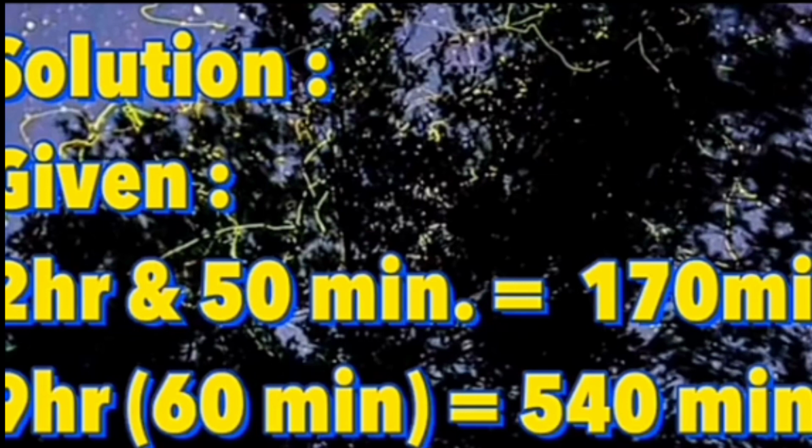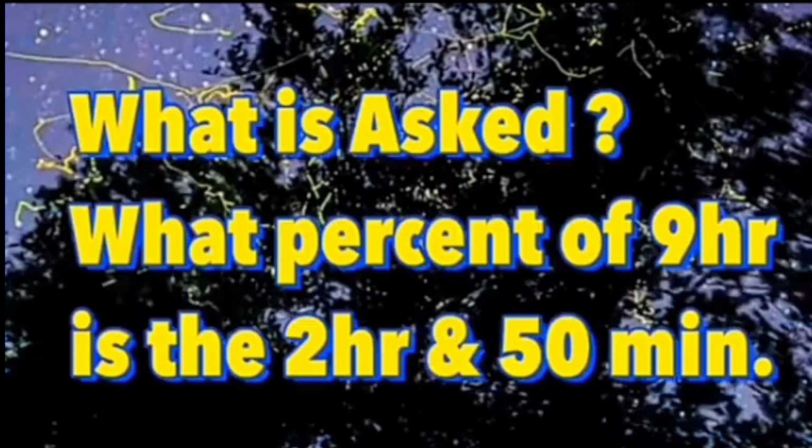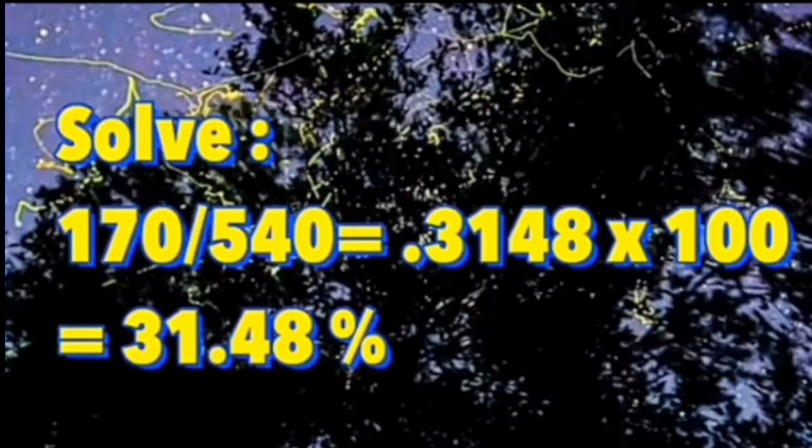And then, since they are not the same, 2 hours and 15 minutes and the other one is 9 hours, we're going to convert this into minutes. So we're going to multiply 2 hours by 60 minutes plus 50 minutes, so we have 170 minutes. 9 hours times 60 minutes, so we have 540 minutes.